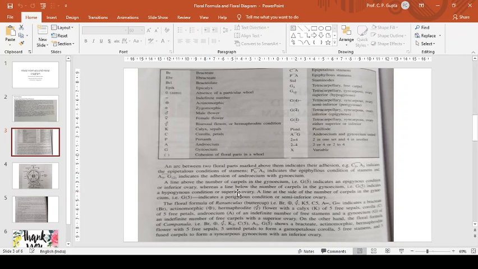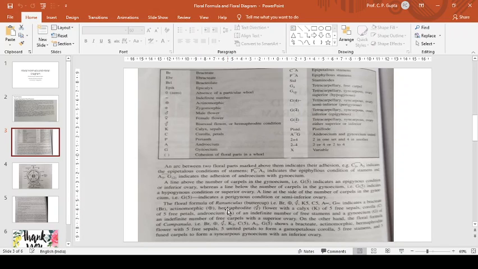A line above the number of carpels in the gynoecium, that is G5 with a line above, indicates an epigynous condition or inferior ovary. Whereas the line below the number of carpels in the gynoecium, that is G5 with a line below, indicates the hypogynous condition or the superior ovary. A line at the side of the number of carpels in the gynoecium, that is G5 like this, indicates a perigynous condition or semi-inferior ovary.